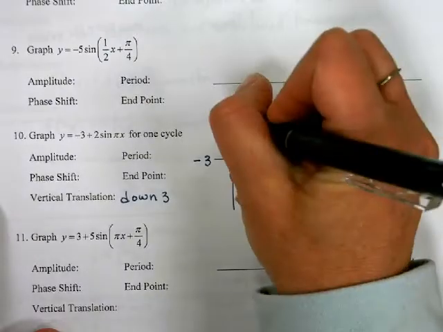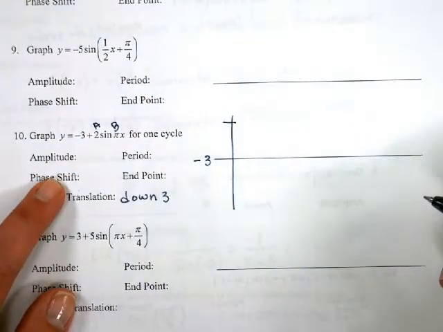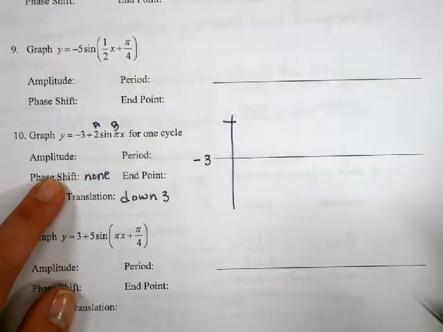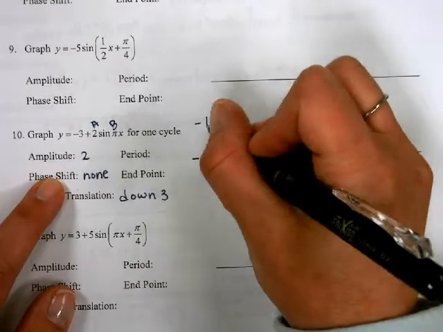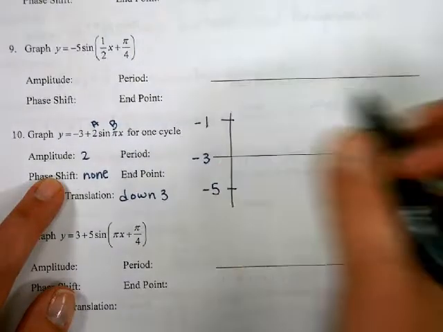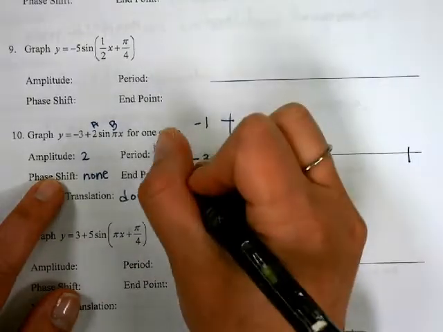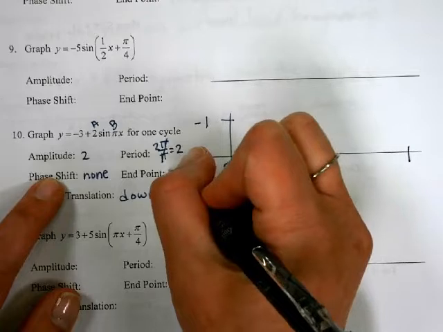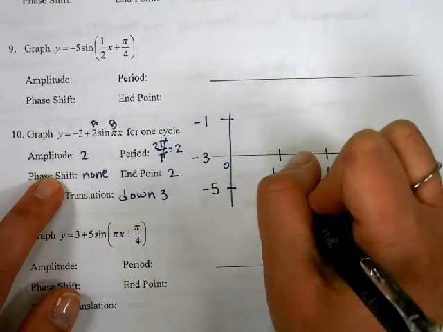Okay, my amplitude, this is A, this is B. We don't have a C right now, so there's no phase shift. So my end point is the same as my period. My amplitude is 2. So negative 3 plus 2 is negative 1. Negative 3 minus 2 more is negative 5. No phase shift, so I'm starting at 0. Period is 2 pi over b, that's pi. The pi's are going to cancel, so my period is 2, so my end point is 2. Half of 2 is 1. Half of 1 is a half. 1 half, 2 halves, 3 halves.